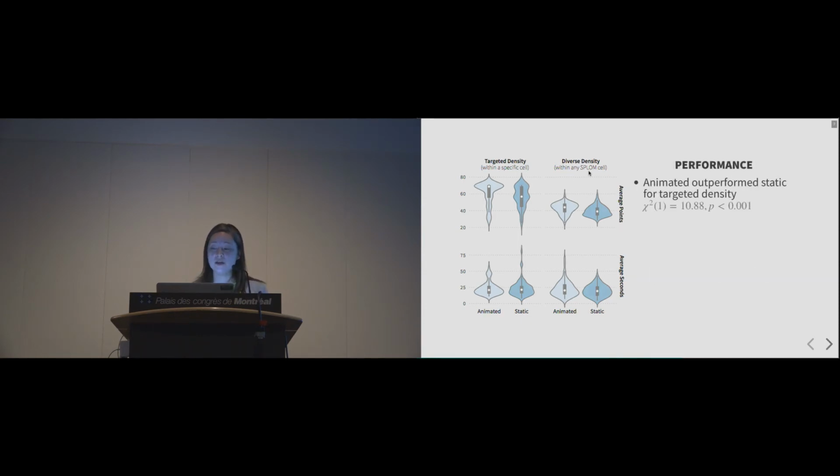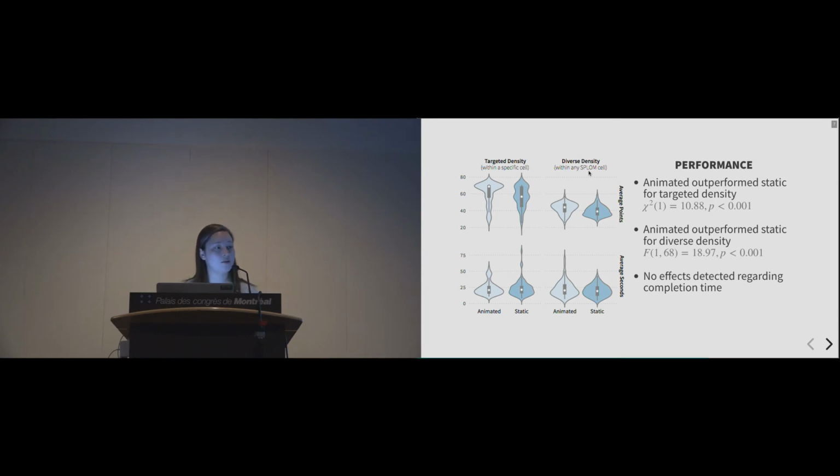So what did we find? Basically, we found that animated scatterplot matrices did outperform static for both our targeted density task and our diverse density task. And both of these were statistically significant results, which is fantastic. We also found no effect regarding the completion time, how long it took for users to complete both of these tasks. Initially, we felt that animation might increase that time. We don't know that yet. We need more studies. These data sets were fairly small, so they looped pretty quickly. So in general, people really didn't need to spend a lot of time doing these tasks. If we looked at larger data sets that took longer to loop, we might actually see an effect in that case. So that's an area of future study.